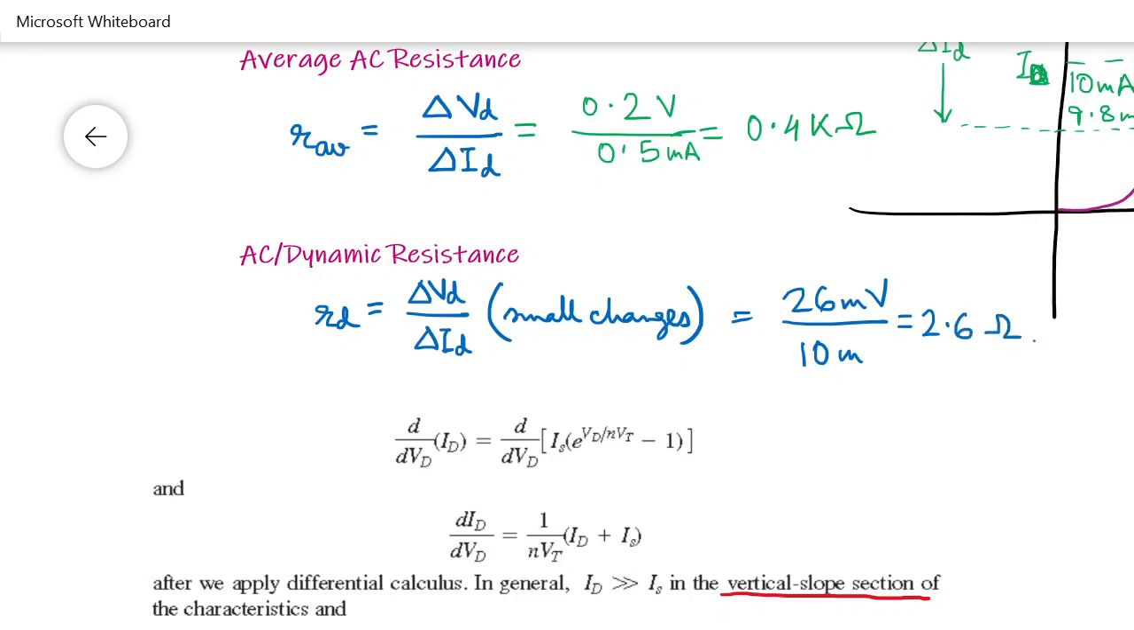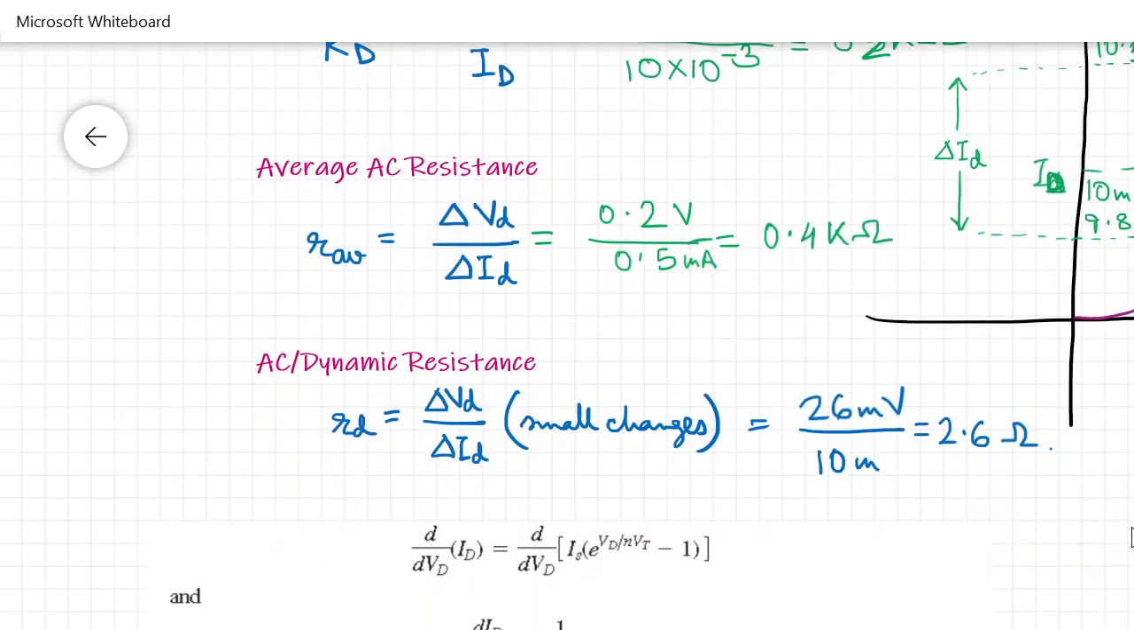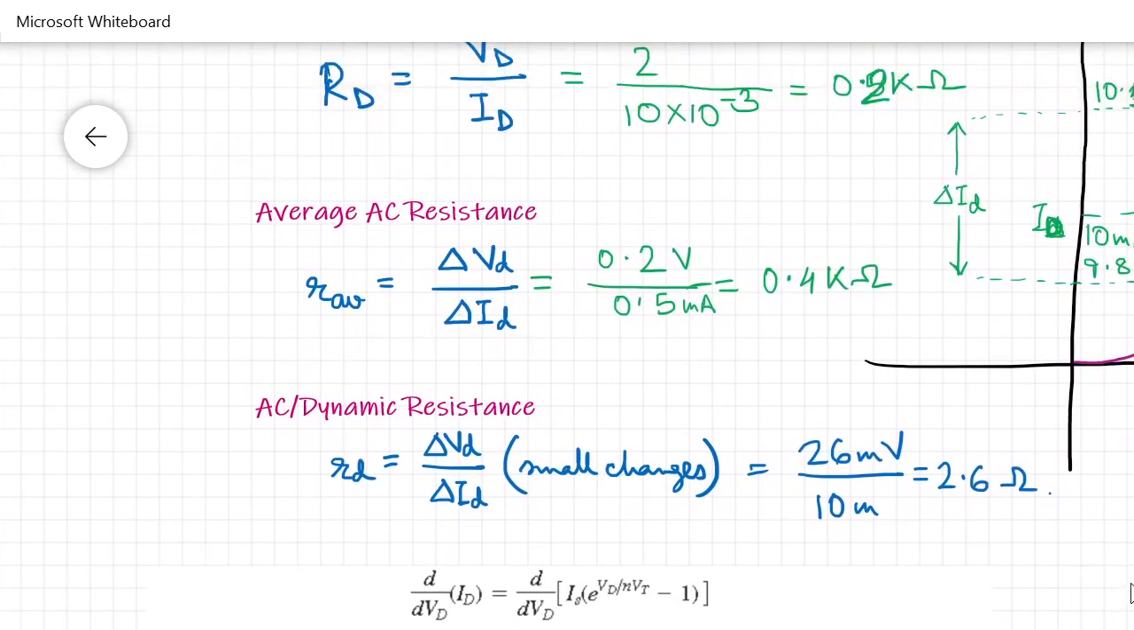So this sort of simple numerical may come if you are given a proper graph, where you can actually figure out all these points from the graph itself and calculate these resistances.